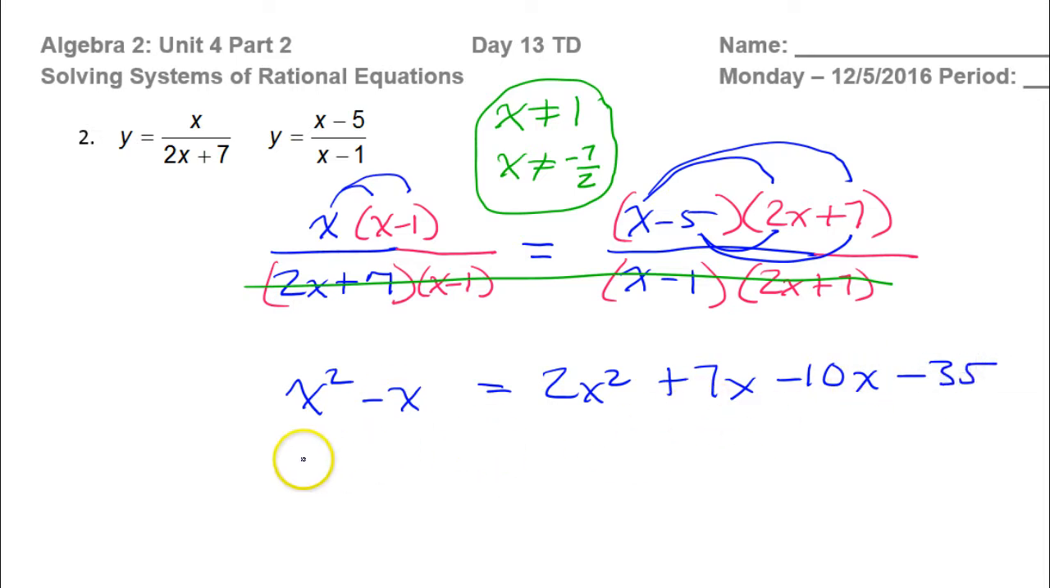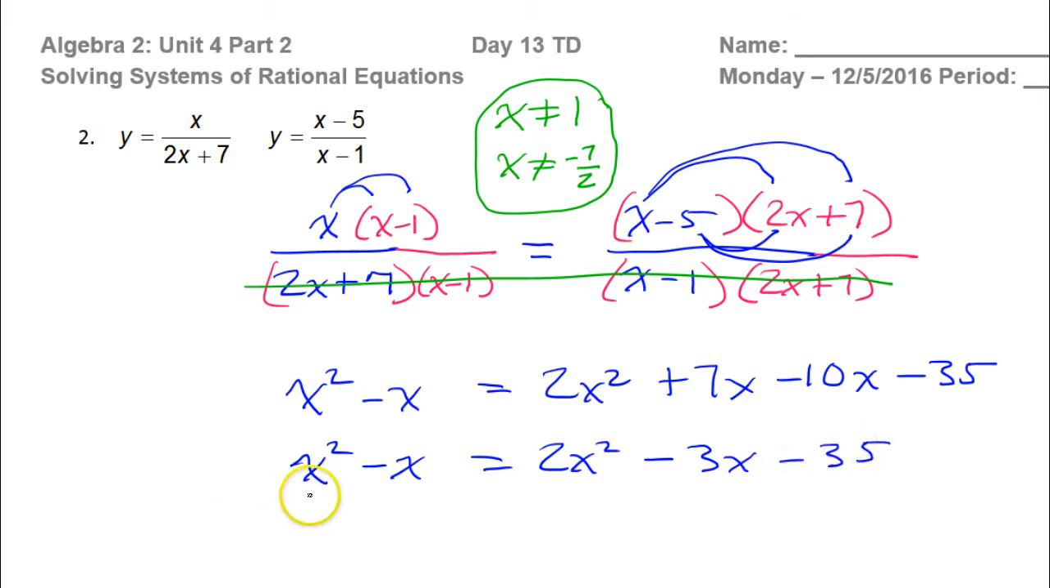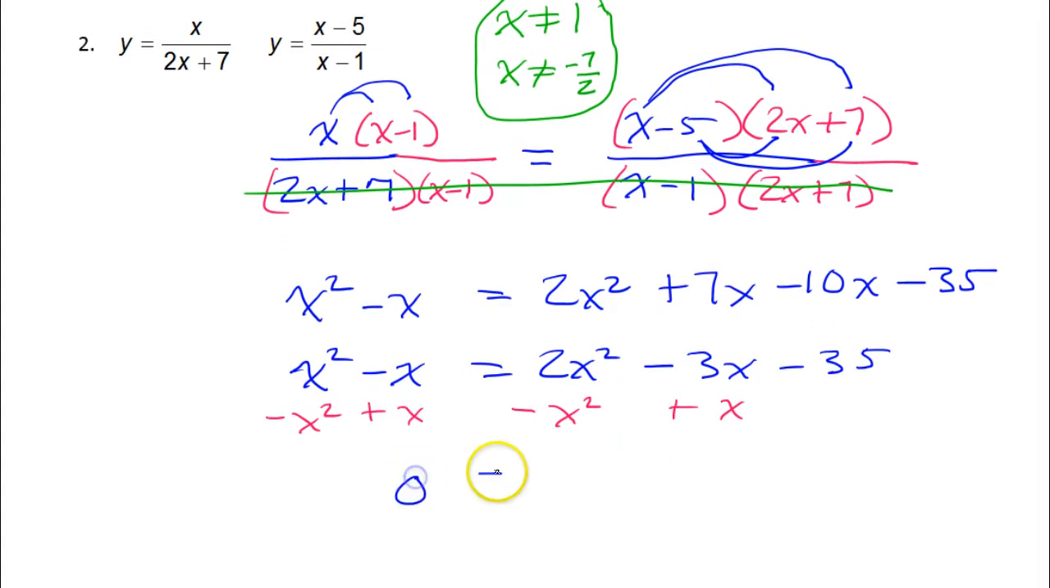Alright, let's combine these like terms. So I have x squared minus x equals 2x squared. Putting these together, that's going to be negative 3x minus 35. Now I should get 0 on one side. So I'm going to subtract x squared and add x. So that's going to give me 0 is equal to x squared minus 2x minus 35.